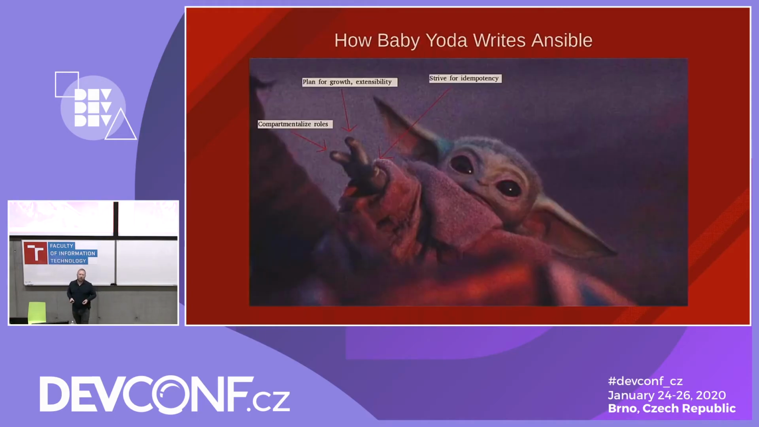All right, so Baby Yoda is really important here because when Baby Yoda writes code, he holds his hand up and he's got the little 3 fingers, and there are 3 major pillars here. You want to compartmentalize your roles. You want to plan for growth and extensibility. So if people contribute to your playbook, you want to make it easy for things to be extensible to do other tasks. And lastly, you want to strive for idempotency.